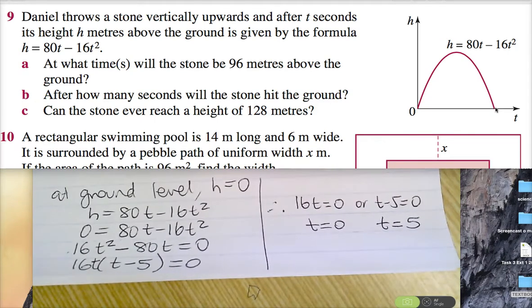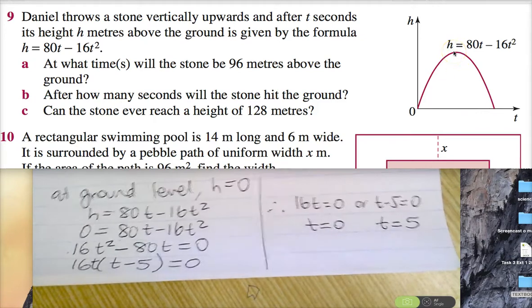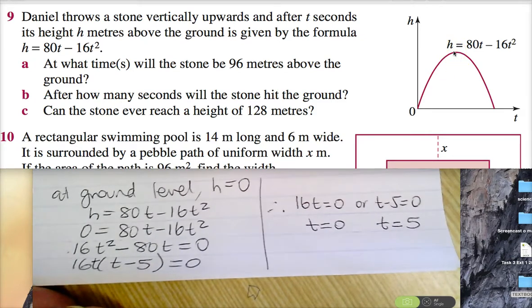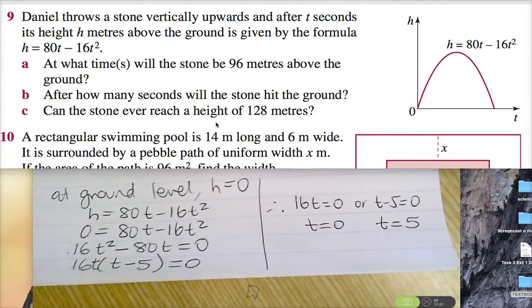5 seconds. Girls, parabolas are symmetrical. So if I'm telling you parabolas are symmetrical, tell me how long it takes to reach the top. If it takes 5 seconds to go up and down, 2.5 seconds is the top point, and we'll be doing this in our next topic. You'll learn about that. Can the stone ever reach a height of 128 metres?